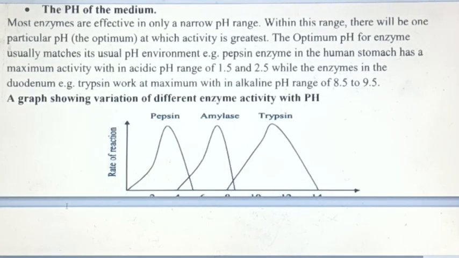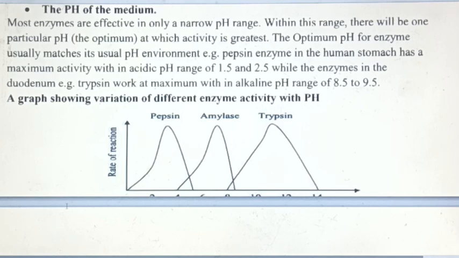Now, most enzymes are effective over a narrow pH range. We are looking at pH, the potential of hydrogen ions. With pH, we always have acidic and alkaline, but that is the general picture. Within that scale, we have the different ranges. Acidic ranges from 1 to 7, and at 7 we have neutral pH, and alkaline ranges from 7 to 14.